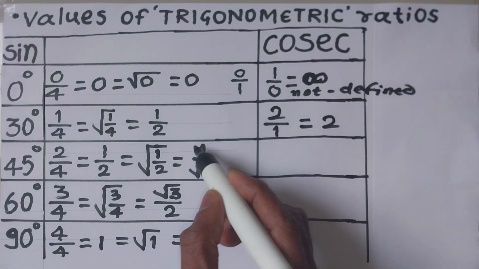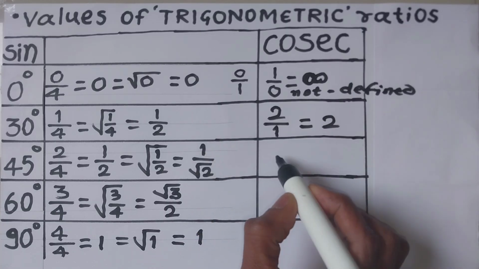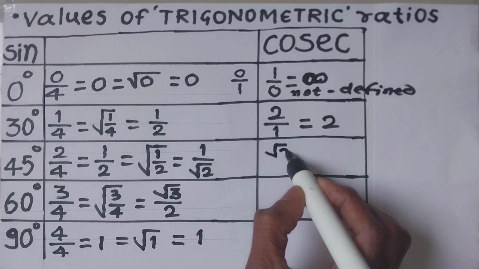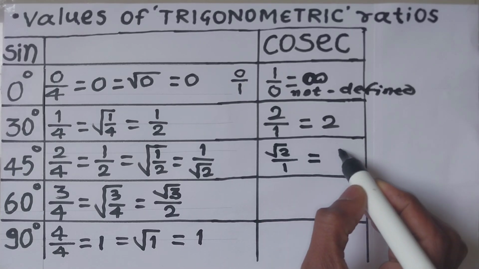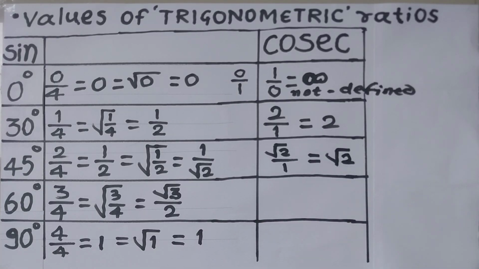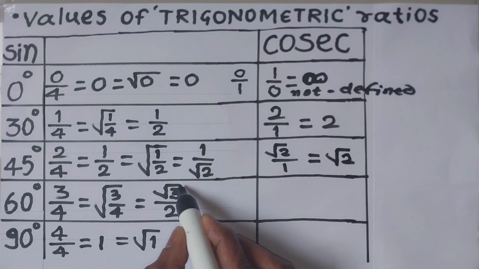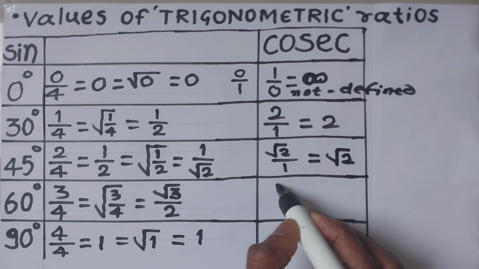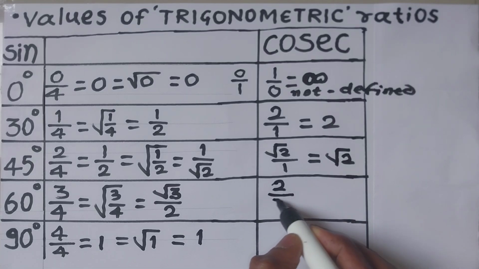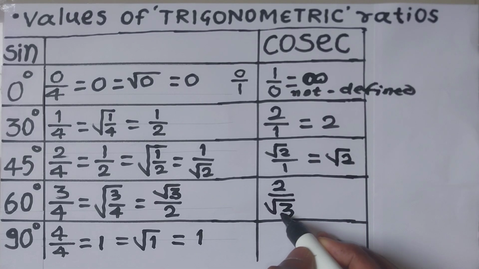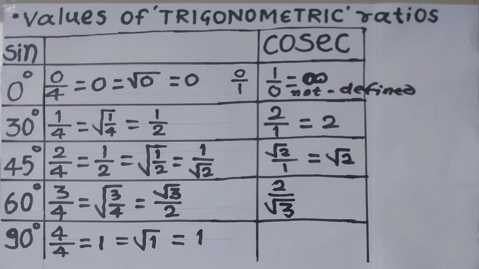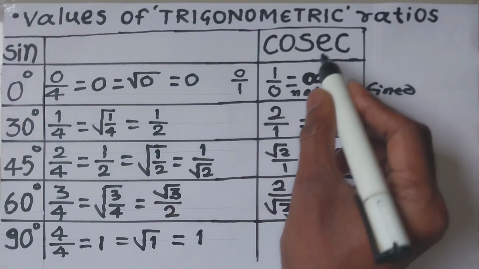Cosec 45 degree is the multiplicative inverse of sine 45 degree, which is 1 upon square root of 2, so cosec 45 degree is square root of 2 upon 1, which is equal to square root of 2. Then cosec 60 degree is the multiplicative inverse of sine 60 degree. Here sine 60 degree is square root of 3 upon 2, so that becomes 2 upon root 3. This is a very simple method to find trigonometric ratios and their values by using our fingers. Therefore this is our cosec 60 degree.